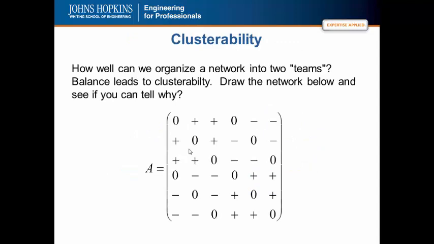Clusterability is a term related to balance, and it basically determines whether or not we can break the network into two teams. So in this network, you will see that there are positive ties up here, meaning all of these actors like each other and dislike all of the other actors. And the second group likes each other and dislikes all of the first group. So that is a clusterable network that can be broken into two teams. A network is either clusterable or it's not. So one node reaching across the aisle, so to speak, would mean the network is no longer clusterable.